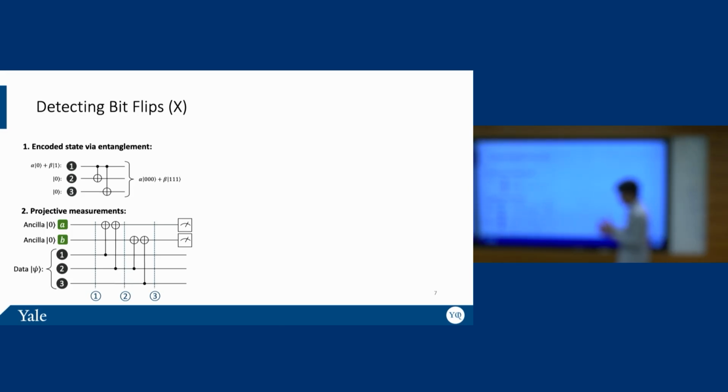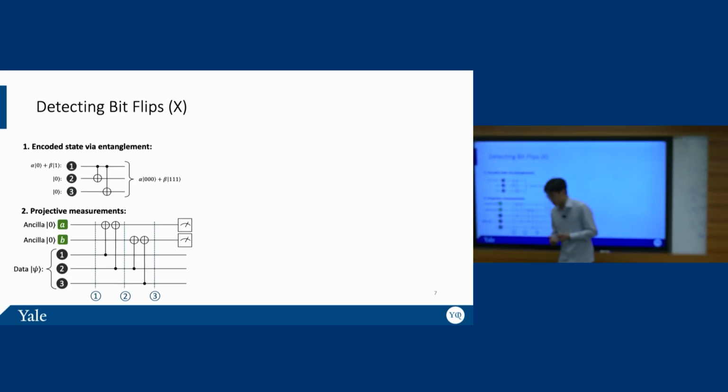The answer is yes, and the powerful technique that we're going to use is called projective measurements. It's quite simple. Basically, you have this data qubit set up this way for the entangled states, and we're going to use ancilla qubits to check if two qubits are in the same state or a different state, by a series of CNOT gates.